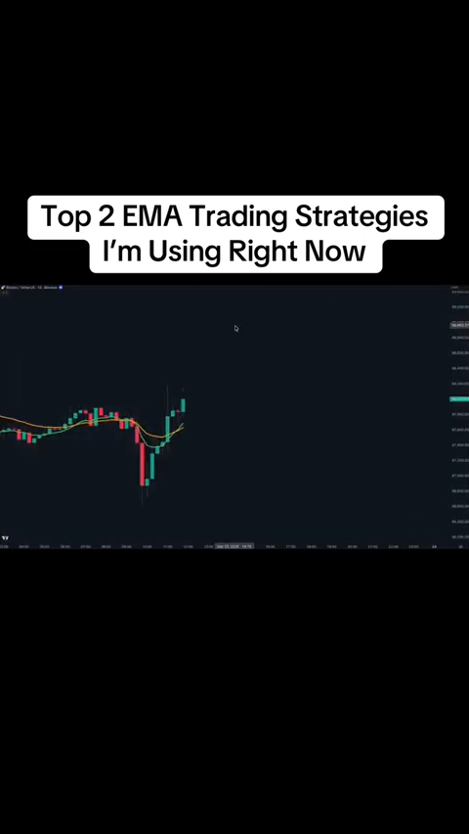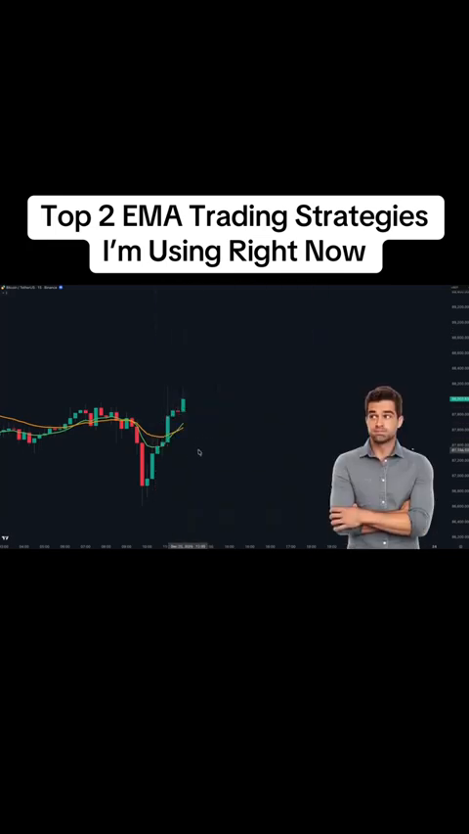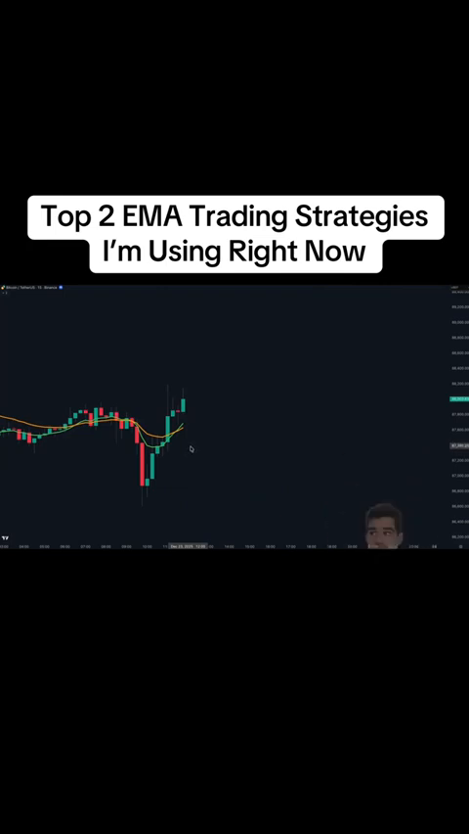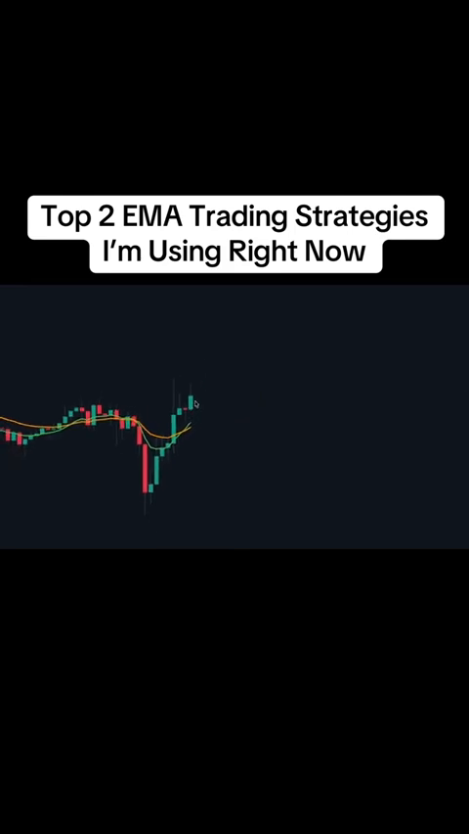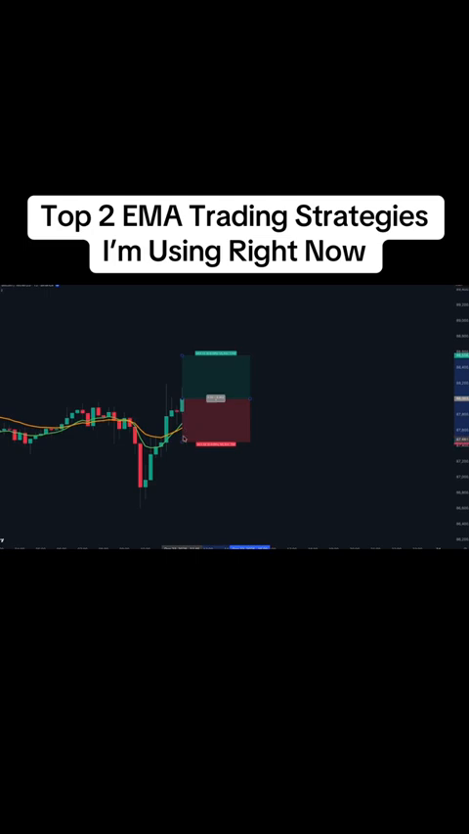Alright, now let's get into the first strategy. But before I explain it, I want you to test yourself. Take a look at this chart. You can see the 9 EMA just crossed above the 20 EMA. There's your bullish crossover signal. Here's my question. Would you take this trade? Will this breakout be successful?